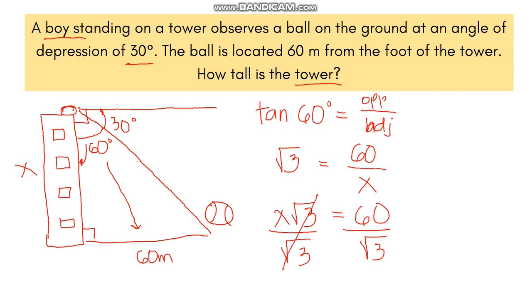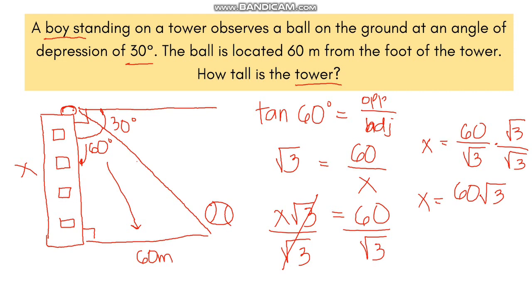This will be cancelled. So we have x equals 60 over square root of 3. Then we have to rationalize. So multiply by square root of 3 over square root of 3. So we now have 60 times square root of 3 over 3. We can still simplify this. 60 divided by 3, we have 20. So 20 square root of 3 is our answer.